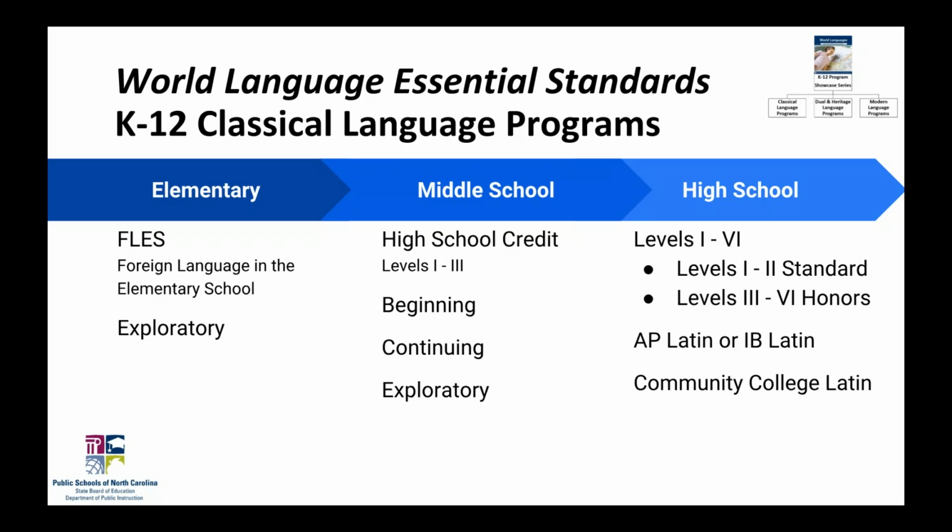You can see at the elementary level, you can have a classical language program that's called FLES, Foreign Language in the Elementary School, and this is where you're meeting and studying the language 90 minutes a week or more. So this might be daily instruction in language at the elementary level. It might be 3 different sessions a week of 30 minutes each. But in order to build proficiency in any language, research shows that you have to have 90 minutes of instruction or more per week at the elementary level.